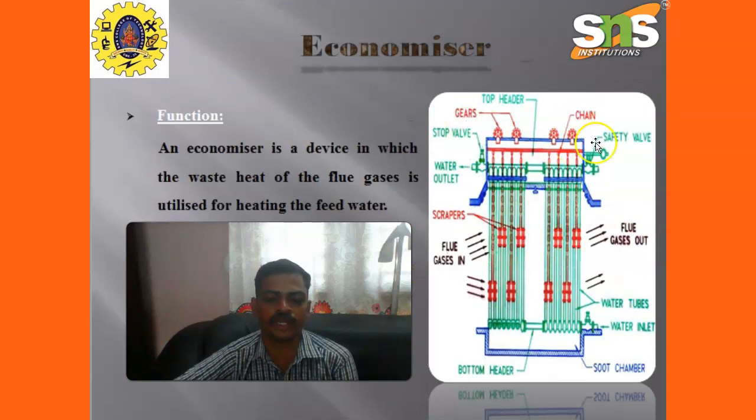Next one is the economizer. This is the economizer: bottom header, top header, the chain links, flue gases out, flue gases in. These are the spacers, scrapers, water outlet, stop valve, safety valve, water tube, the water inlet, the soot chamber. The economizer is a device in which the waste heat of flue gases is utilized in heating the feed water. Economizers are of two types, independent type and integral type.